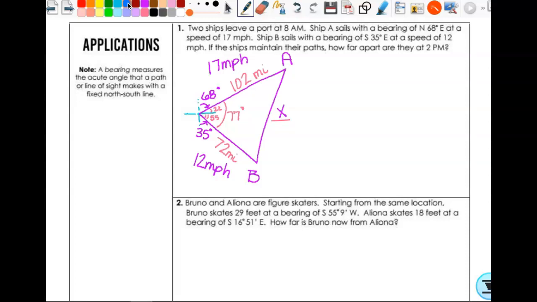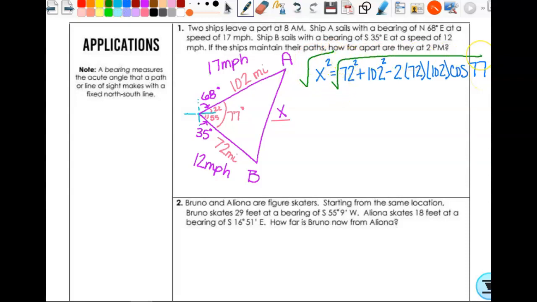So what you're looking for, if you have all three sides, then the side that goes on the outside is the one that goes with the angle. But it's what I'm looking for. So this is x squared. That's equal to, then you square the other two and add them together. 72 squared plus 102 squared. Minus 2 times 72 times 102 times the cosine of 77. Then you take the square root, and I would just do the whole thing at once in there. Let's see what we get.